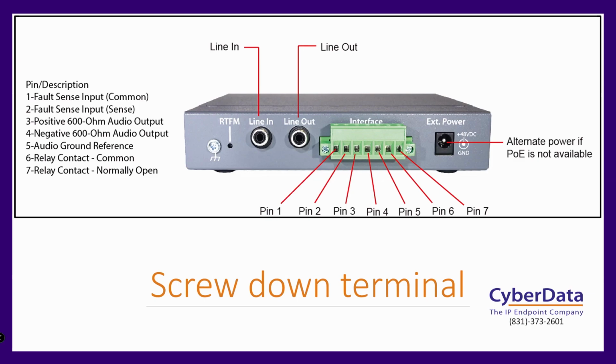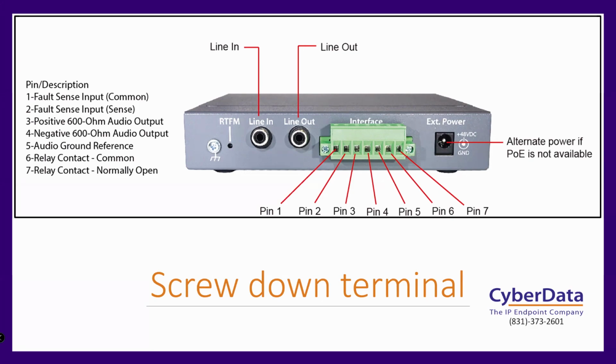3 specifically being your positive 600 ohm output, 4 being your negative 600 ohm output, and then 5 being your audio ground. Typically, pins 3, 4, and 5 are used together. Sometimes it's just pins 3 and 4. It really depends on the amplifier that we're connecting to. And then finally, we've got pins 6 and 7, which are our relay contact closure points.